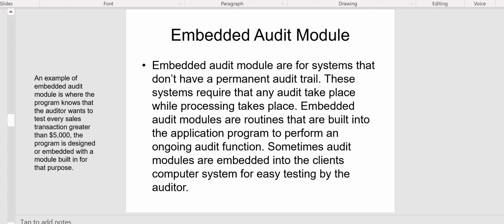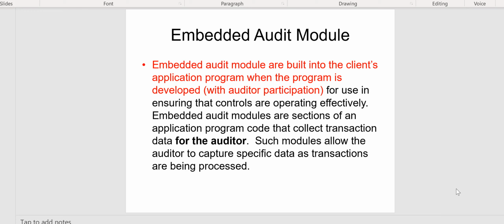Now, embedded audit modules, since they're built into the client's application program when the program is developed, the auditor usually participates in that. So this is the opposite of generalized audit software, where the auditor can get away with not being so knowledgeable about the hardware and software. Here, the auditor is going to be involved in putting the module together while the system is being developed. The auditor is going to have to come in and embed the module. It's a section of an application program code that's going to collect transaction data for the auditor, so the auditor would want to be involved in that process.